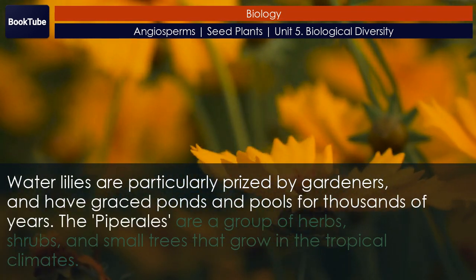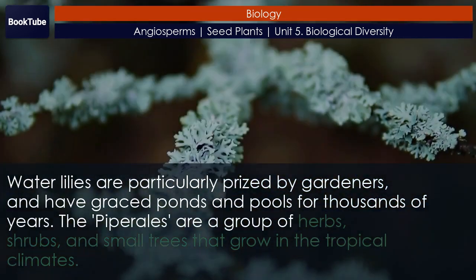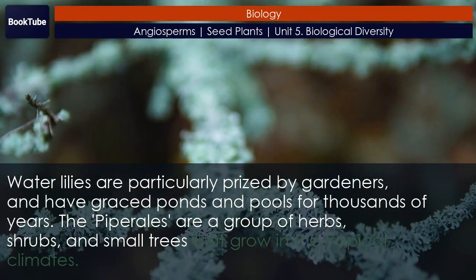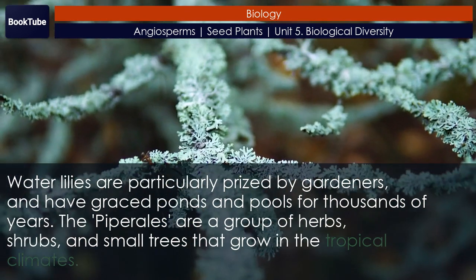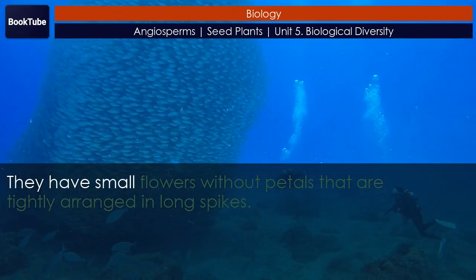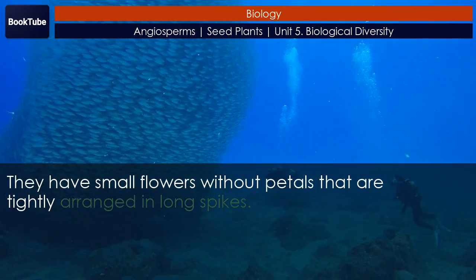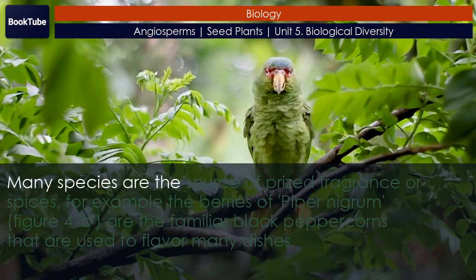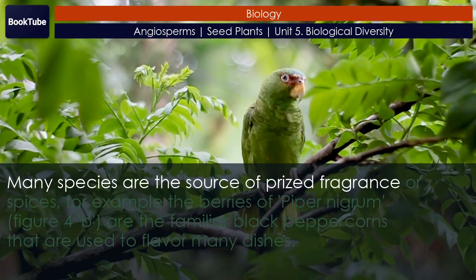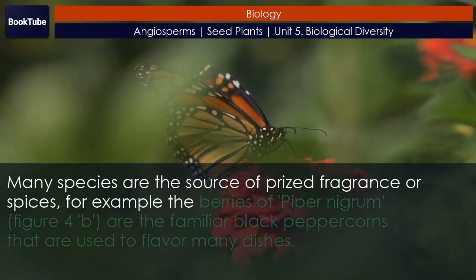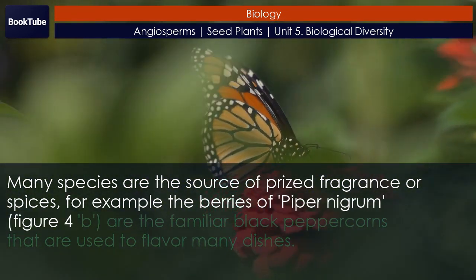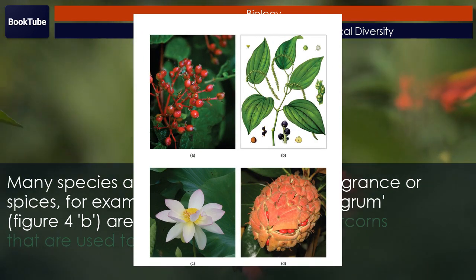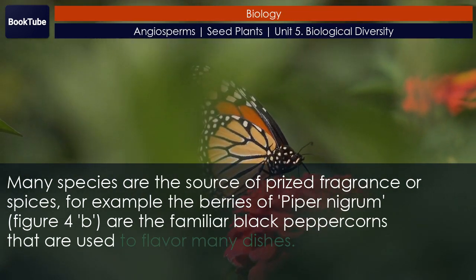The piperales are a group of herbs, shrubs, and small trees that grow in the tropical climates. They have small flowers without petals that are tightly arranged in long spikes. Many species are the source of prized fragrance or spices. For example, the berries of Piper nigrum, figure 4b, are the familiar black peppercorns that are used to flavor many dishes.